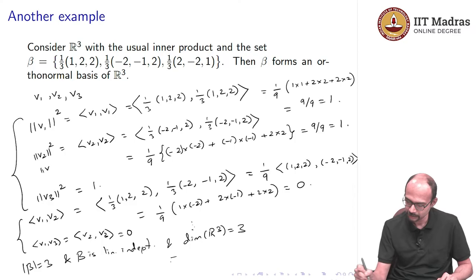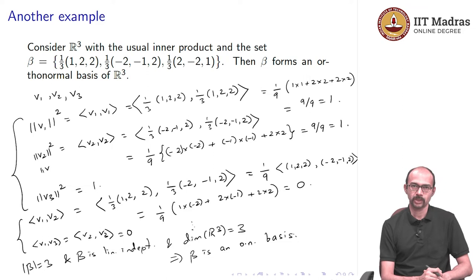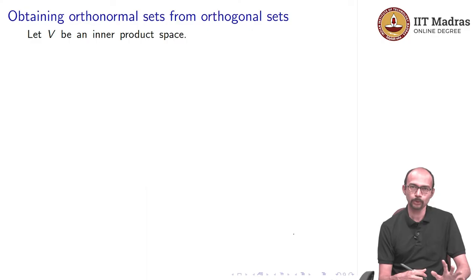So, that implies that beta is an orthonormal basis. Yeah. Because the sizes match, right. You have a linearly independent set of size equal to the dimension of the vector space, that is why it is a basis. So, in particular, it is an orthonormal basis in this case. Great. I hope this gives you a window into how to check something is a basis.